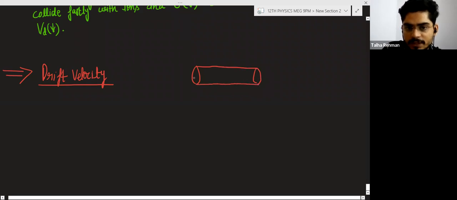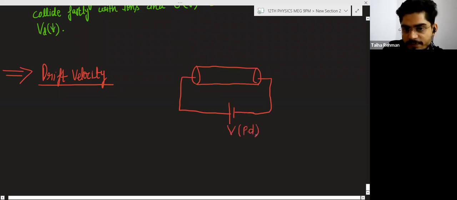Drift velocity, I'm just explaining once more. Earlier we had the conductor, and we connected this conductor with the battery, and V is the potential difference, or you can say the voltage of the battery.